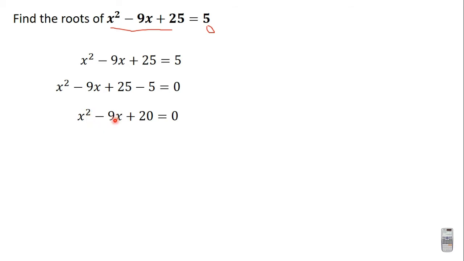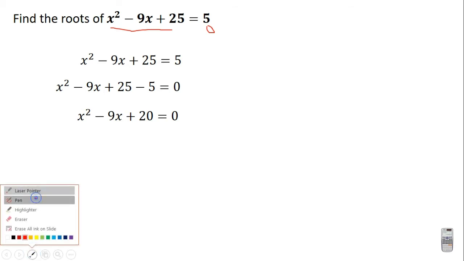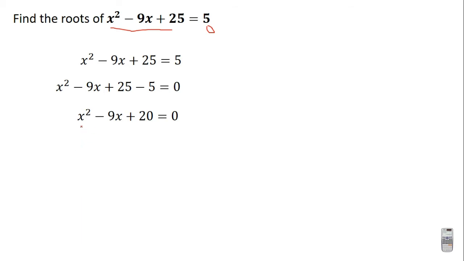To solve a quadratic equation, we have learned that we will have to factorize the quadratic expression in the equation. The quadratic expression here is s squared minus 9s plus 20. So first, we will have to factorize this quadratic expression. We have learned how to factorize a quadratic expression. We have solved a number of examples. So let's go through it quickly.